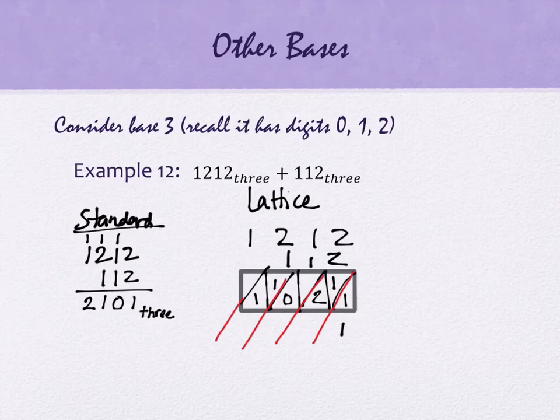I have 1 plus 2, which is 3, right? But that's too big because I don't have a 3 in base 3. So I will carry that 1 over. Let me use red to show I'm carrying it over. And then I have the 0 down here. Now I have this 1 and this 0 for a 1. 1 and 1 is 2. 2 1 0 1, base 3, just like before.